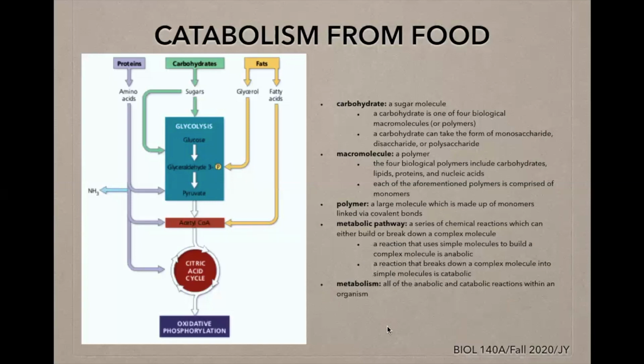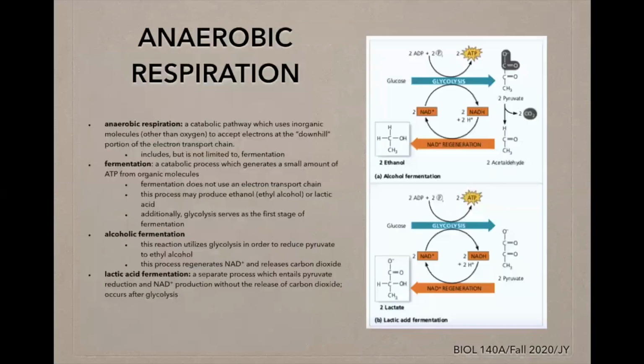So this next slide is regarding anaerobic respiration. Anaerobic respiration uses electron acceptors other than oxygen to accept electrons at the downhill portion of its electron transport chain. And it also starts off with glycolysis, actually. And glycolysis does not require oxygen. So this is actually the same for aerobic cell respiration and now also anaerobic cell respiration. To reiterate, glycolysis does not require oxygen in cell respiration at all, whether it is aerobic or anaerobic.